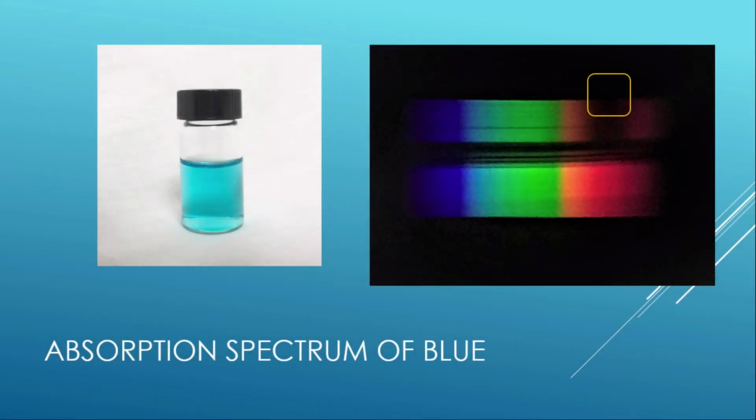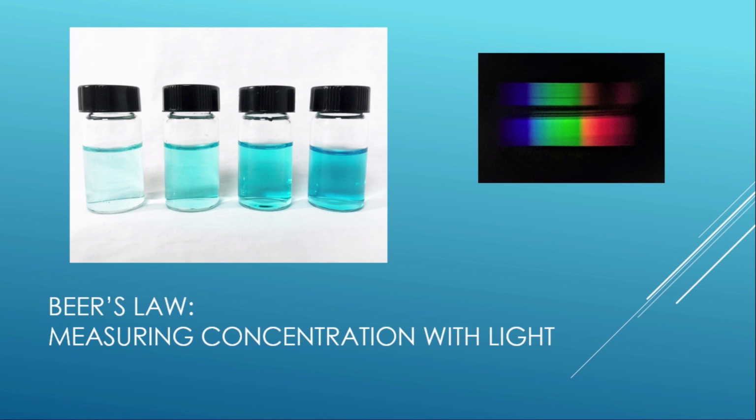Here's a slide showing the absorption spectrum of a blue food color, the sample we'll be using today. If you notice, here's the continuous spectrum and here is the blue spectrum above it, taken with a visual spectrometer. And there's a chunk missing right here in the red. The next slide shows a series of these blue samples, from the lowest here, which is 20% of the standard concentration, 40%, 60%, and 80%.